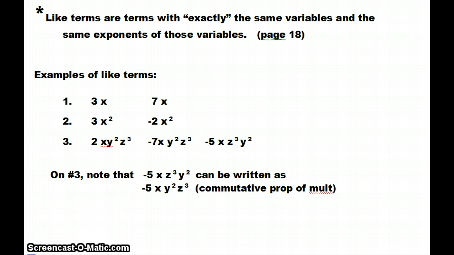The easiest way to tell if two or more terms are alike is to cover up their numerical coefficient, the number that's in front of them that is, and see if the rest of what's left is identical. Every single letter that follows would have to be identical in each one. So examples of like terms are in problems 1, 2, and 3 that you see here.